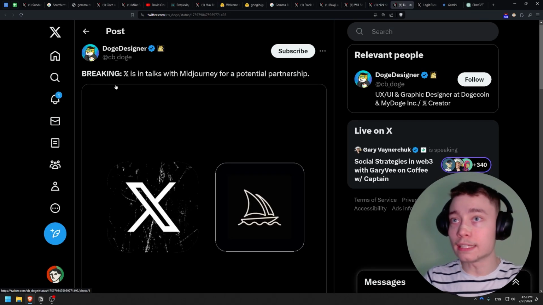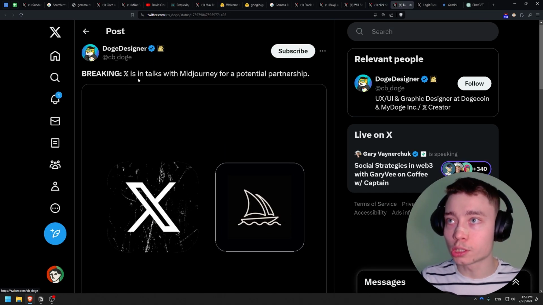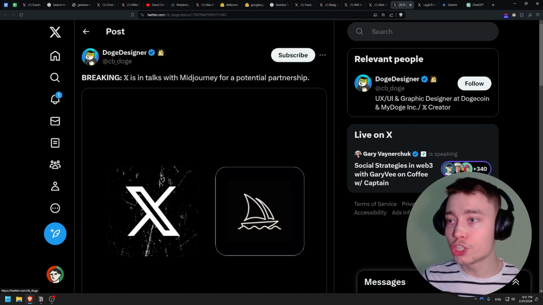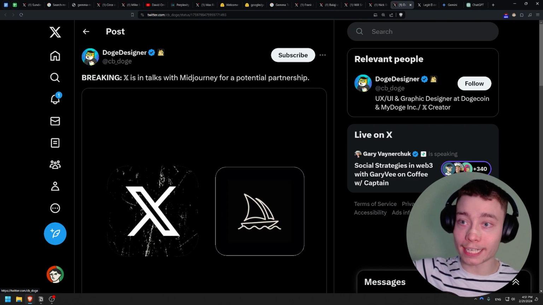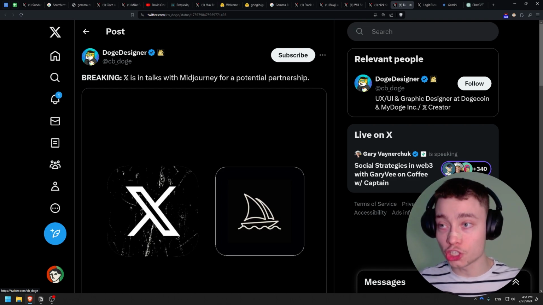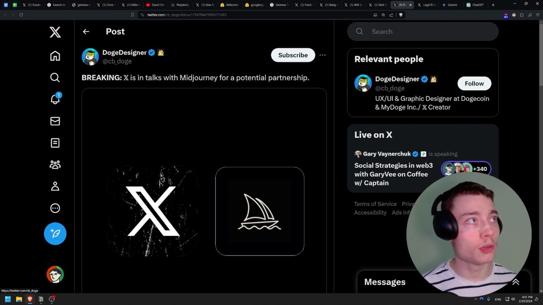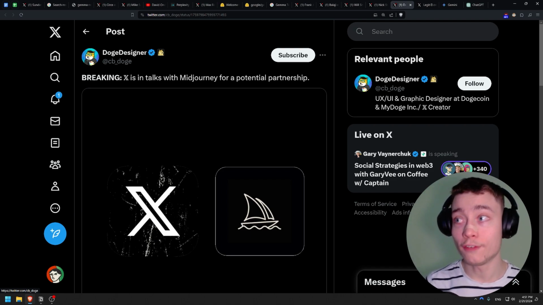Another big news is that X, Twitter, is in talks with Midjourney for a potential partnership. And this could actually mean that Midjourney might be integrated within X instead of within Discord. Potentially, this is pure speculation. But if that was the case, then X Premium or X Premium Plus would definitely become worth it.